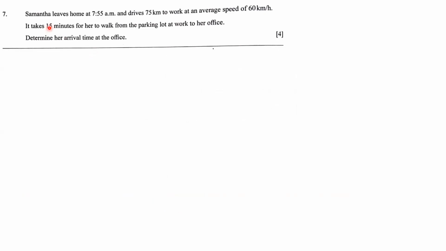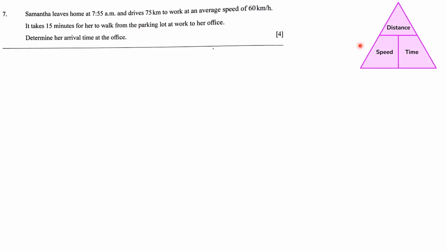Here we have question number 7, which says Samantha leaves home at 7:55 a.m. and drives 75 kilometers to work at an average speed of 60 kilometers per hour. It takes 15 minutes for her to walk from the parking lot at her work to her office. Determine her arrival time at the office. So the first thing we need to figure out is the time.